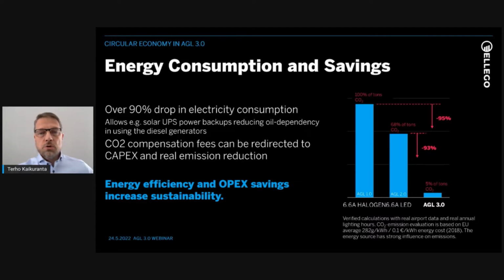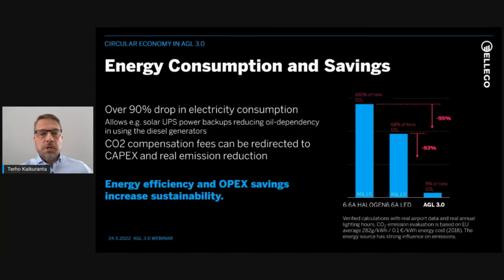A closer look at the energy consumption. We mentioned that over 90% drop in electricity consumption is possible and reachable. This graph illustrates the relative difference in the energy consumption. The left one, the 6.6 amp halogen circuits, is the original reference point. In the middle, we have the 6.6 amp LED circuits. And on the right, the AGL 3.0. And this shows the overall relationship between the energy consumption. And we can, of course, see that the AGL 3.0 energy consumption is very low.